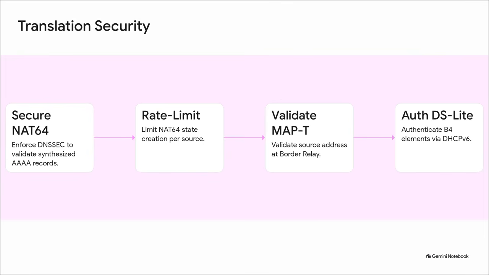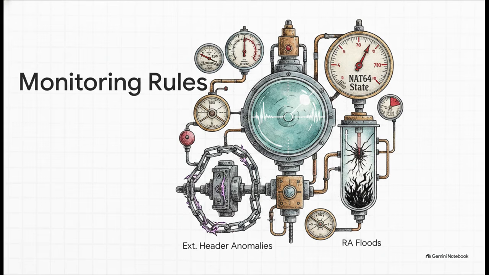Step 3. Validate MAP-T source addresses as a hard border policy. And Step 4. Authenticate your DS-Lite B4 elements via DHCPv6 so you can shut down spoofing attacks against your NAT mappings. Next, you need to implement these exact monitoring and detection rules, and you need to do it today. Any unknown Protocol 41 traffic, that is an unapproved tunnel. Any UDP 3544 flow, that's Teredo, which has zero business running in a production environment. Both of these are immediate security incidents, not just weird anomalies.